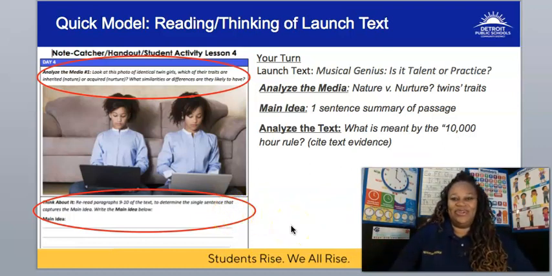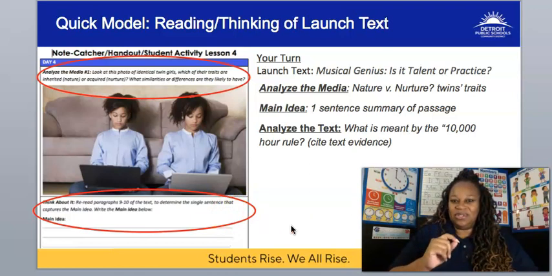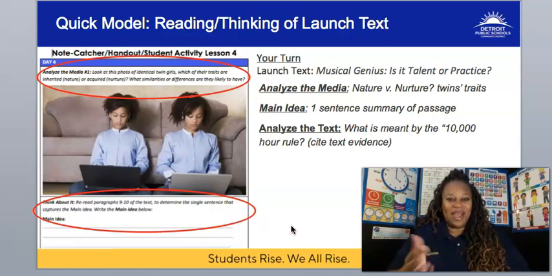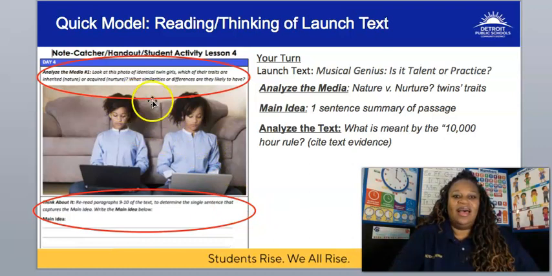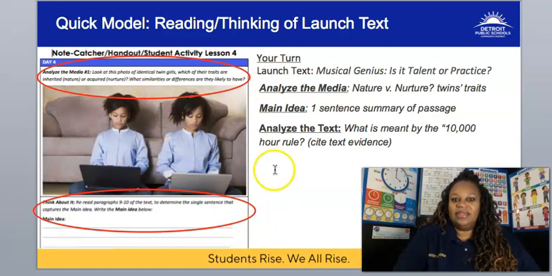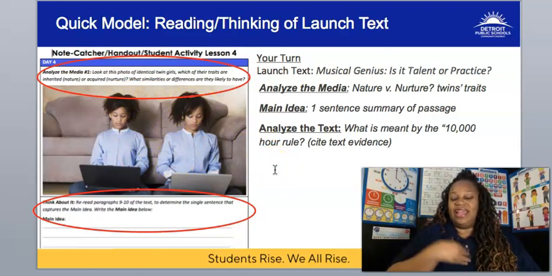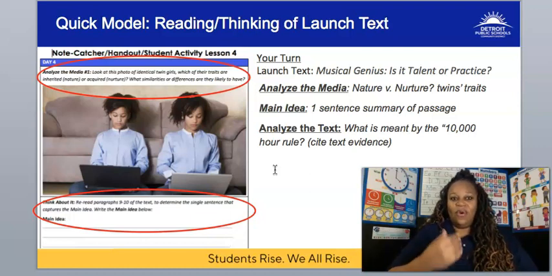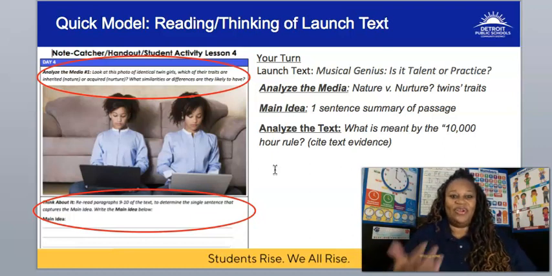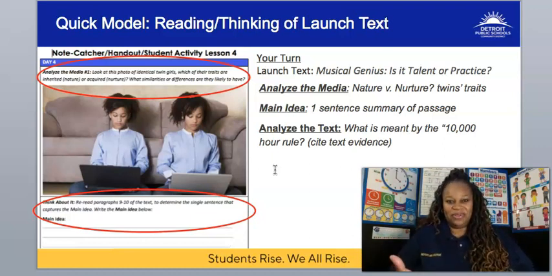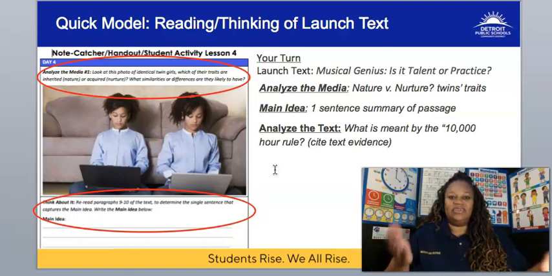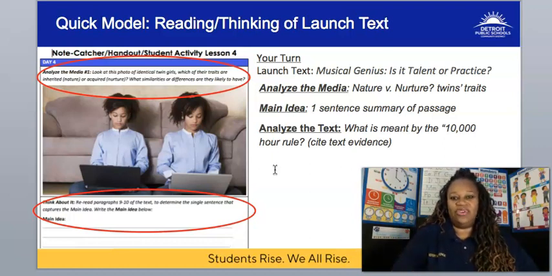So it's your turn. Our launch text, Musical Genius, Is It Talent or Practice, allows us to look at the photo of identical twin girls, determine which of their traits are inherited, which means they're inherent or innate, or which of their traits are acquired, meaning they were learned, developed through nurturing. So what similarities or differences are they likely to have? And you will record your answer anywhere in your thought catcher.